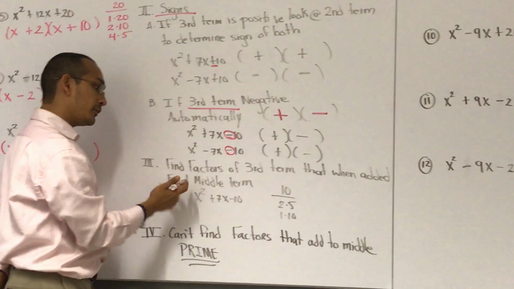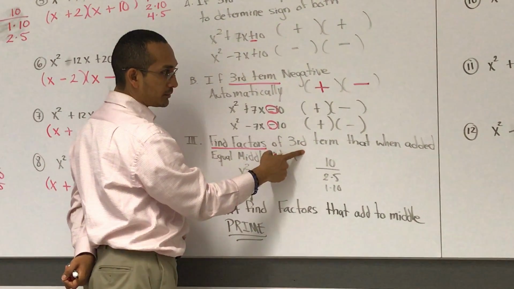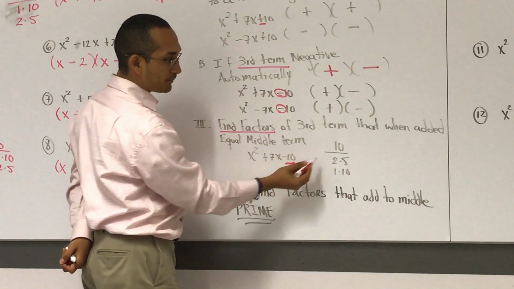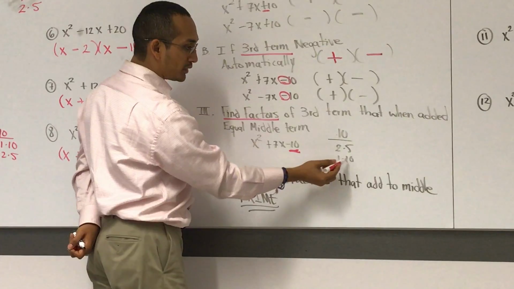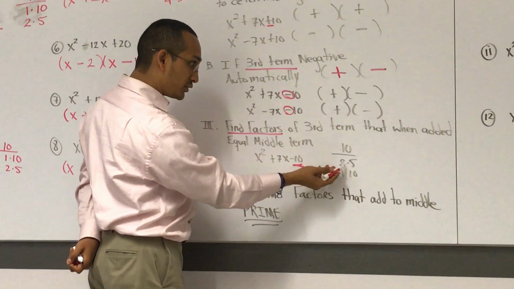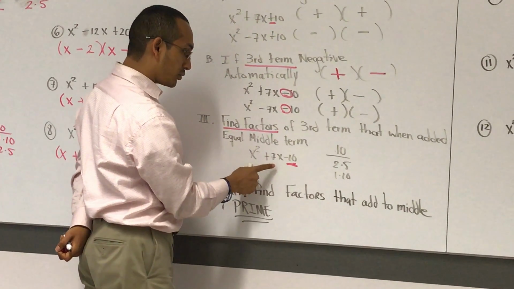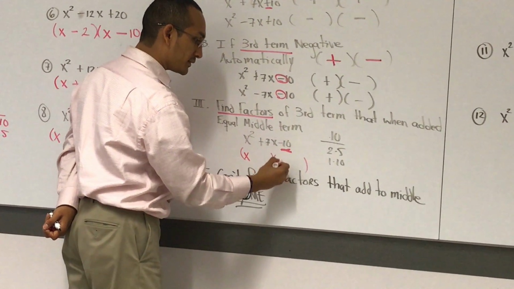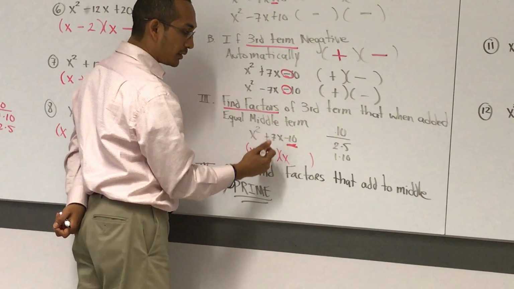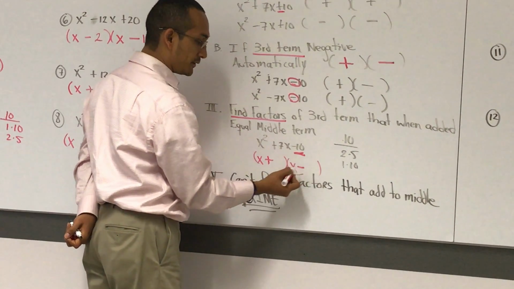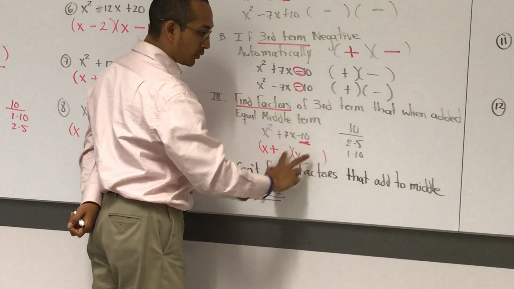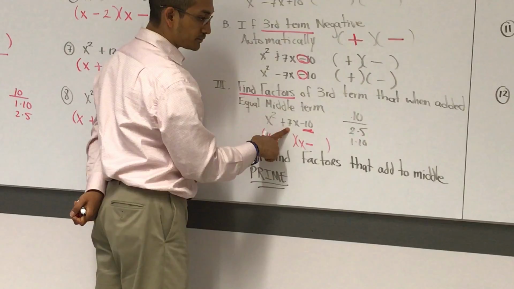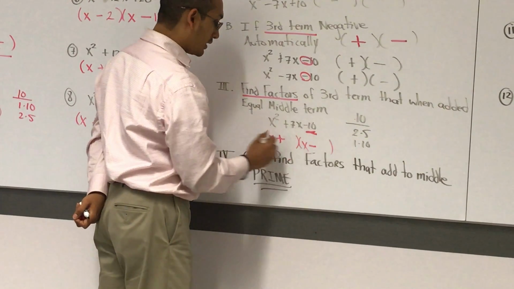After this step, you find the factors of the third term that when added equal the middle term. So in this case, it's 10, right? 10 is 2 times 5 and 1 times 10. So in this case, 2 and 5, what happens here? Does it give me anything? Let's see, x and x. This is negative, right? So that means one's positive, one's negative. Which factors of 10, when subtracted, give me 7? Neither one. Therefore, this is prime.